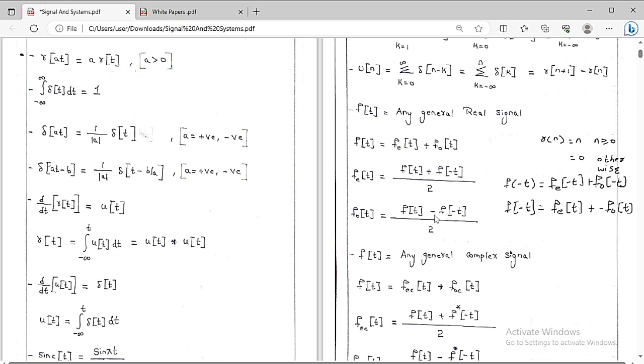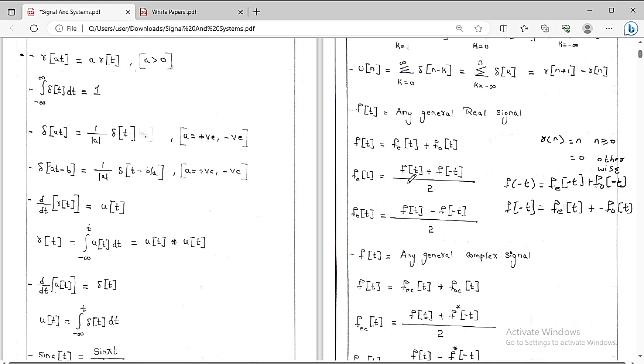Let me assume this is equation 1, and this is equation 2. If I add these two equations, I am going to get f e of t, which is f of t plus f of minus t by 2. If I want the odd signal, just do the subtraction, 1 minus 2, then we are going to get f o of t, which is equal to f of t minus f of minus t by 2. So these things you always have to keep in mind.